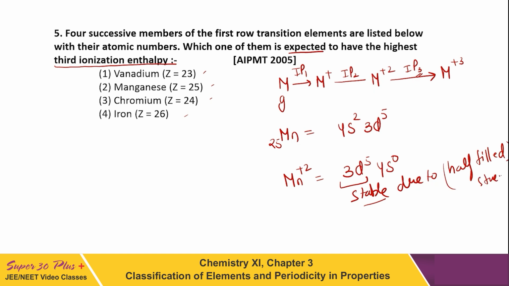The d subshell can contain a maximum of 10 electrons, so d5 is exactly half-filled, and we know that the stability of half-filled is greater than other configurations. So it is difficult to remove an electron from the 3d5 configuration, as it is a stable configuration, and as a result it will be quite difficult to remove the 3rd electron from manganese. So the right answer will be manganese, because after removal of 2 electrons, it attains a stable configuration, half-filled d5.